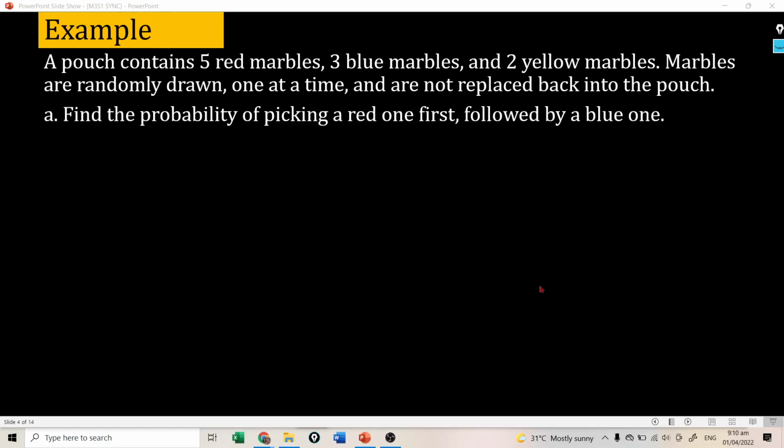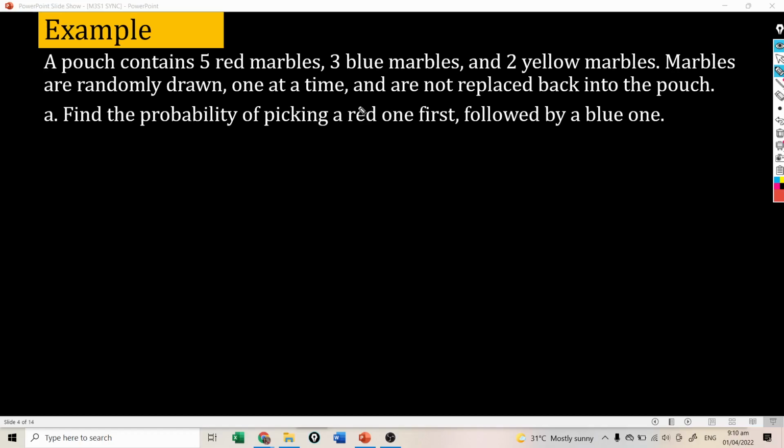Ito, lahat sa entry ticket ninyo. Now, a pouch contains 5 red marbles, 3 blue marbles, and 2 yellow marbles. Marbles are randomly drawn from this pouch, one at a time, and are not replaced back into the pouch. Hindi babalik yung napili mo na. Una, let's look for the probability of picking a red one first, followed by a blue marble. So, red daw muna. Ito tayong red ink dito.